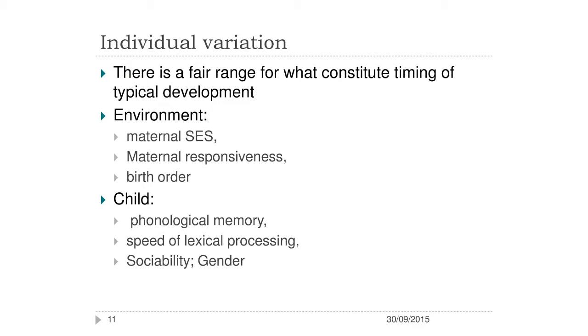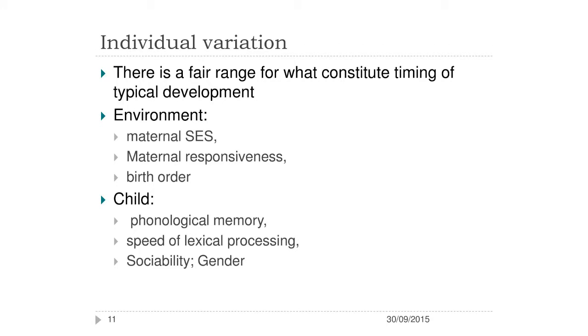We also have factors that belong to the child herself. How a baby is able to repeat nonsense words is a good predictor of how her grammar is going to look a year down the line. Speed of lexical processing: you name a word in a visual display, and how quickly the baby looks at the target object is also a good indicator of how he will perform on words 6 months later. Sociability, gender, all of these things matter.